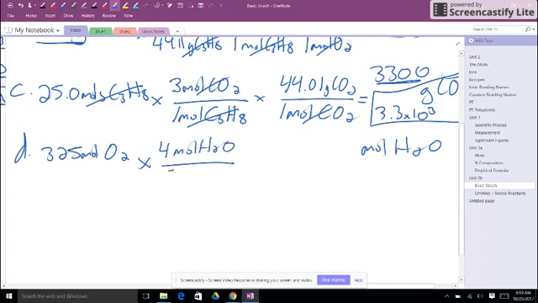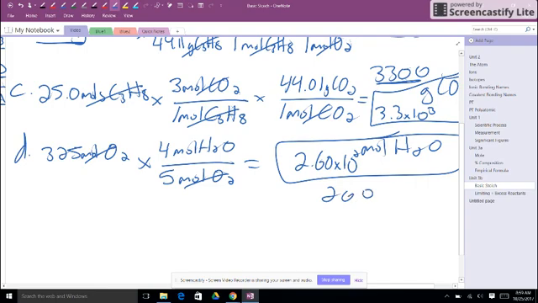So let's put the mole that we're trying to cancel on bottom. That's oxygen. Let's put what we're trying to find on top. That's the water. So we're going to do 325 times 4 divided by 5, and we get 260 moles about. And again, to get that into 3 sig figs, we put 2.60 times 10 to the second moles, or you just put 260 and you're 1 sig fig off, and that's fine too.